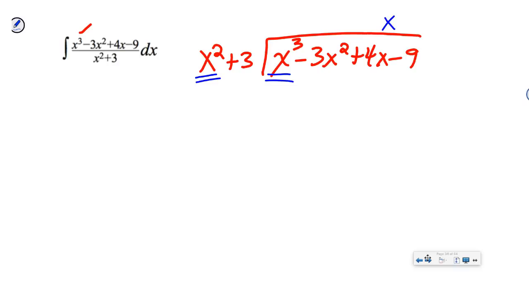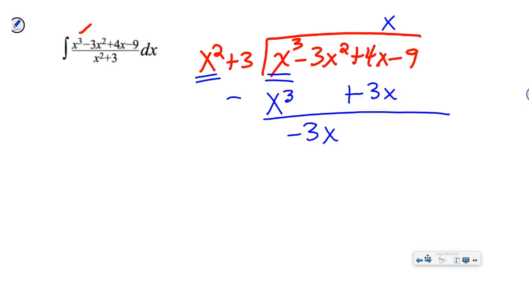Yes, I heard it. Multiply it by x squared plus 3. It'll give you an x cubed plus 3x. Make sure everything's lined up nicely. When you get your two levels all lined up, you subtract them. I'll get a negative 3x squared. 4x minus 3x is an x. And I also have a minus 9. My degree is not less than yet, so I have to go again. Plus, I'm not at the end of my dividend.